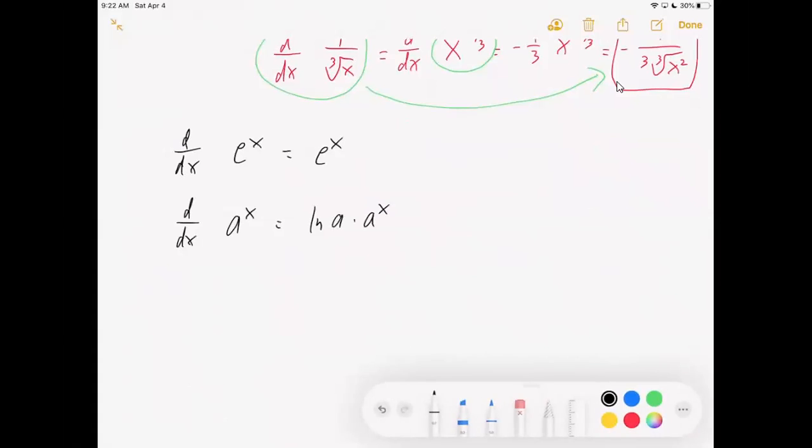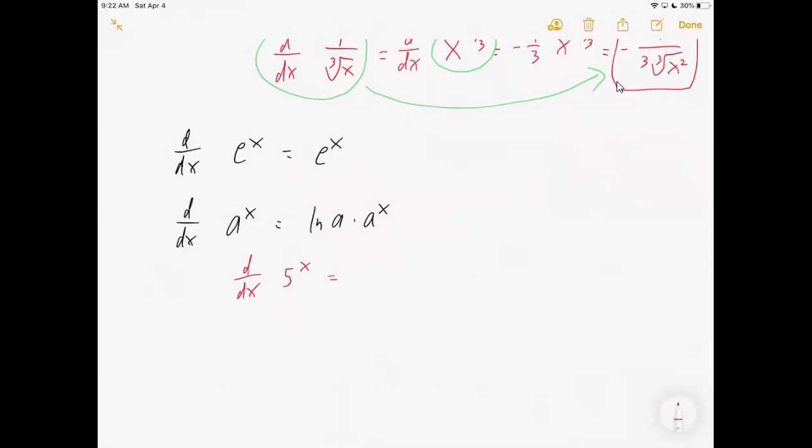Okay, let's do an example of that one. So if it was the derivative with respect to x of 5 to the x, write out what you think that is. Should be ln of 5 times 5 to the x. So that's a concrete example of that form. Let's go ahead and keep going.